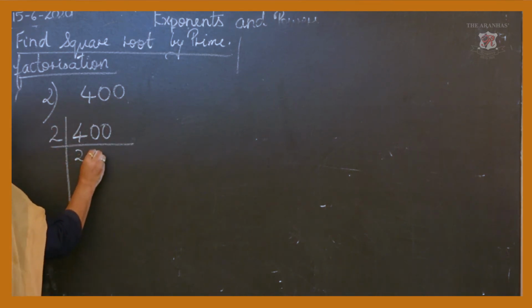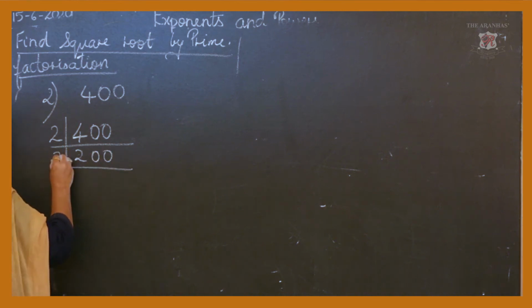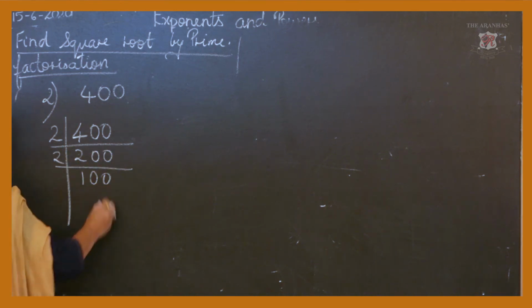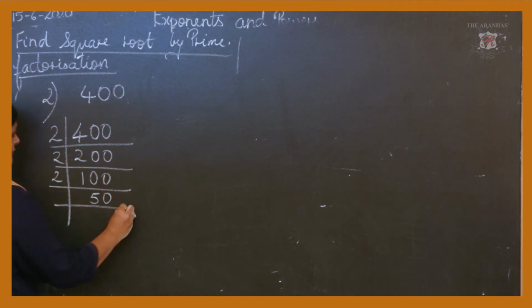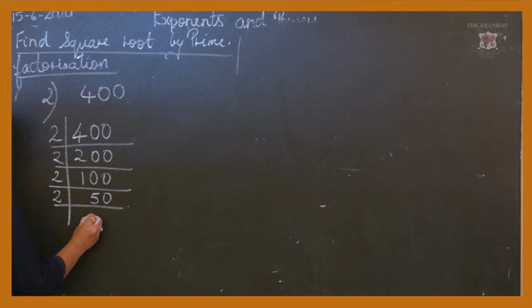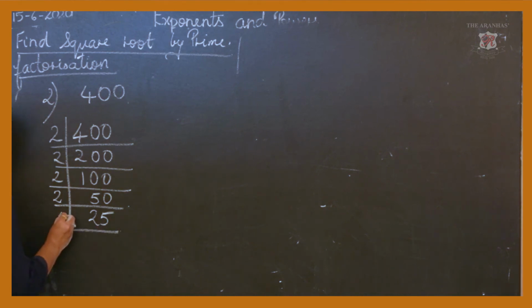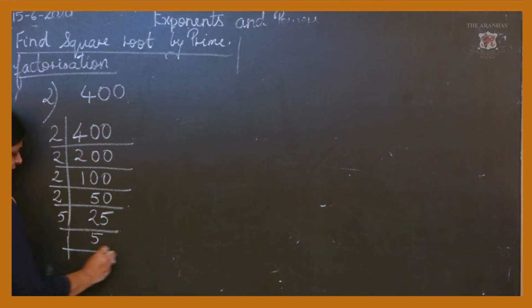2 2s are 4, 0, 0. Again 2 1s are 2, 0, 0. Then 2 5s are 10, 0. Then 2 25s are 50, then 5 5s are 25 and 5 1s are 5. You have done this by prime factorization.